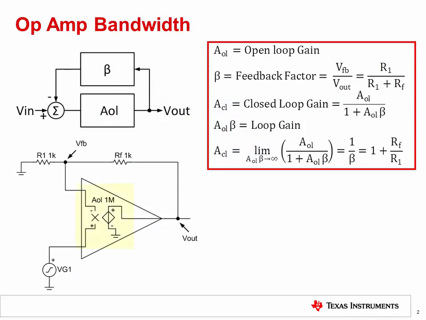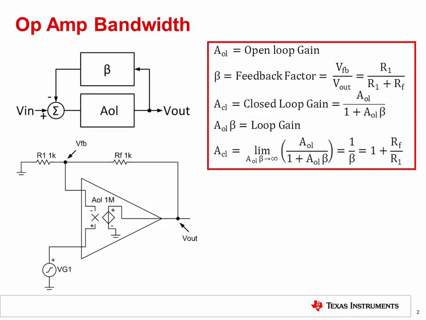The open loop gain, or AOL, of an op-amp represents the gain applied by the amplifier to the voltage difference between the inputs of the device. AOL, for an ideal amplifier, is infinite. Modern real-world op-amps, however, have open-loop gains in excess of 1 million volts per volt, or 120 dB.